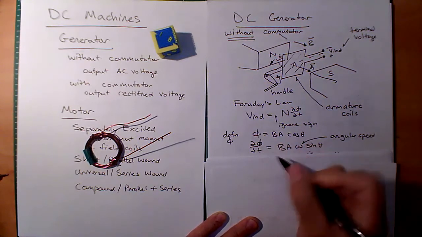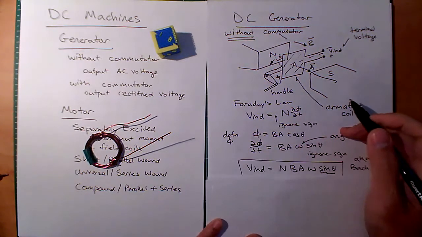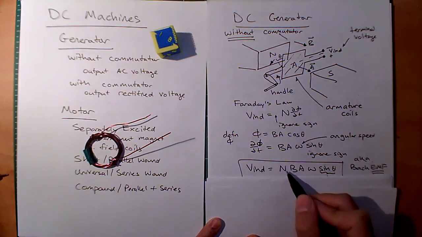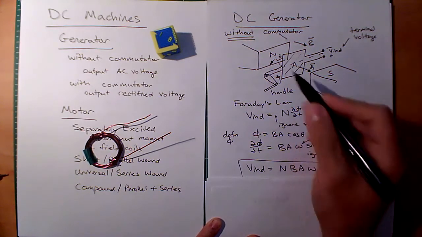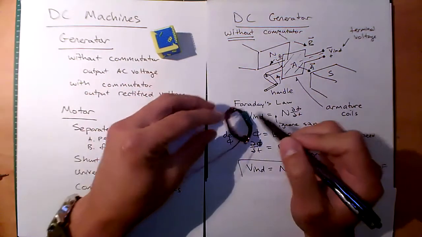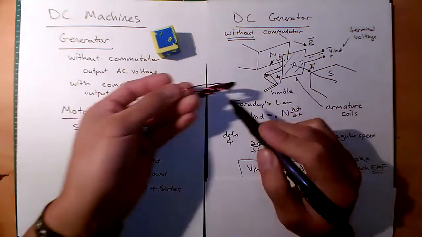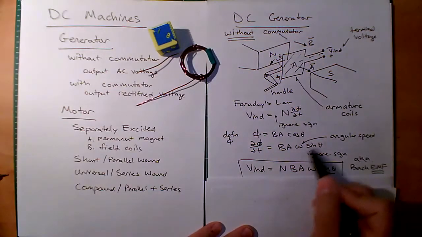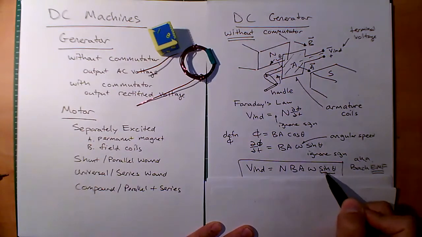And so d phi dt is what's going to go in here. That means my V induced is going to be n, the number of turns. So you can see there's a lot of turns here. Yes, I've only drawn one here, but there's a lot of turns there, times this guy, BA omega sine theta.